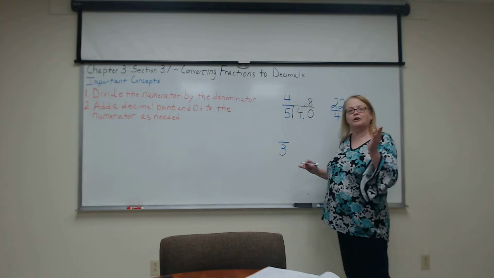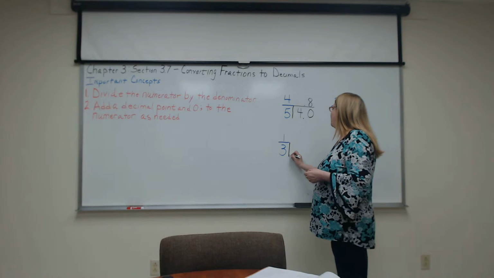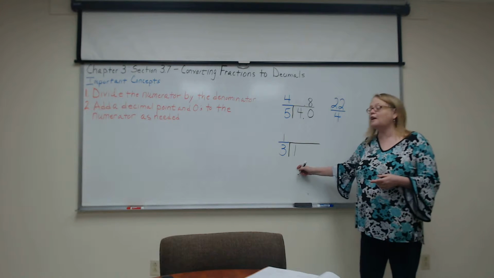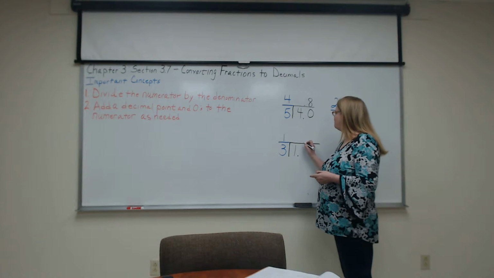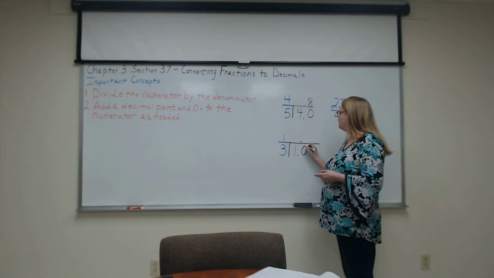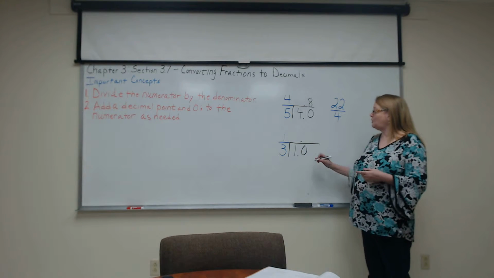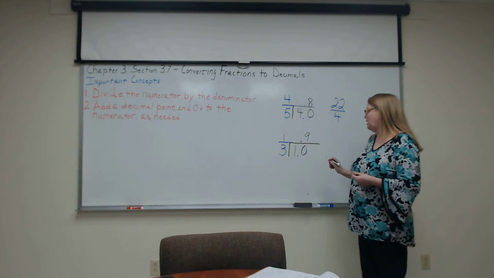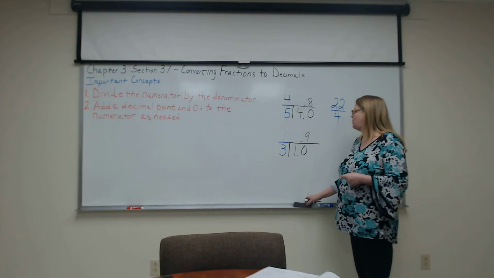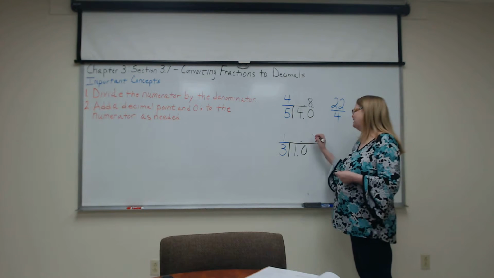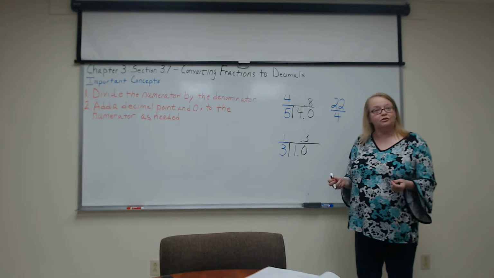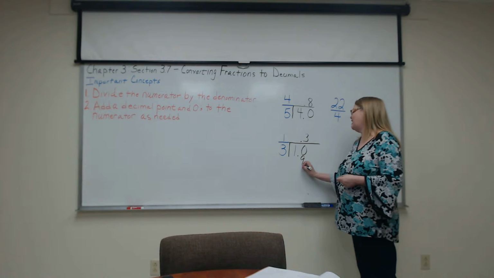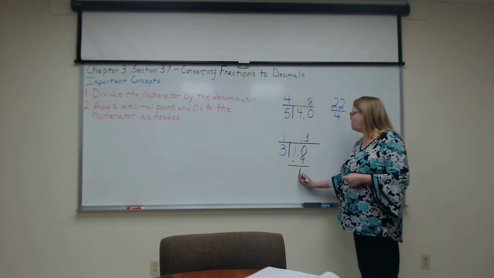Let's look at this one here. It's a little bit different. I'm going to bring my 1 down. We all know that 3 cannot divide into 1. So I'm going to add my decimal point, put my decimal point up here, and add a 0 here. Then we know 3 goes into 10 9 times. I'm sorry, it goes in 3 times. See, even instructors make mistakes. So it goes in 3 times. 3 times 3 is 9. So we subtract that, and we get a 1 again.